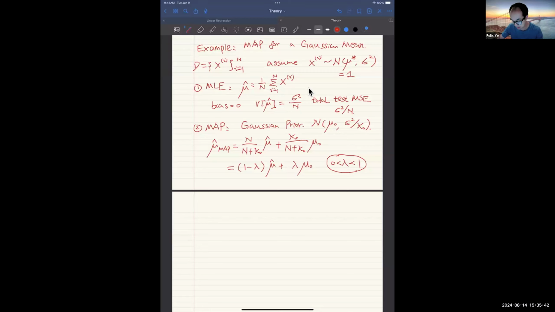So this actually controls how much you trust the MLE compared to the prior. That means if lambda is equal to 0, I fully trust the MLE. If it is 1, I fully trust my prior. So you can actually think about this as a penalty term.